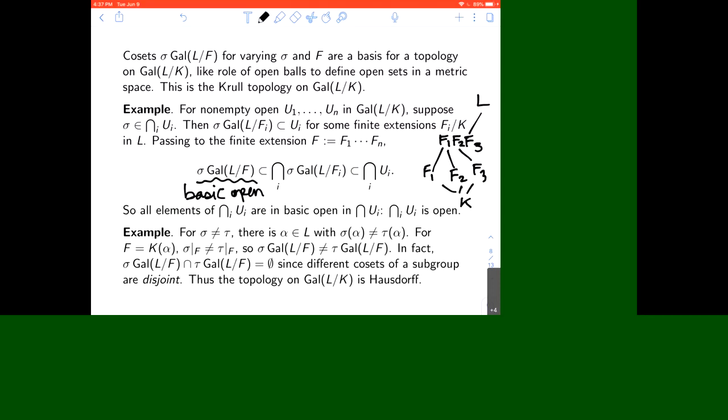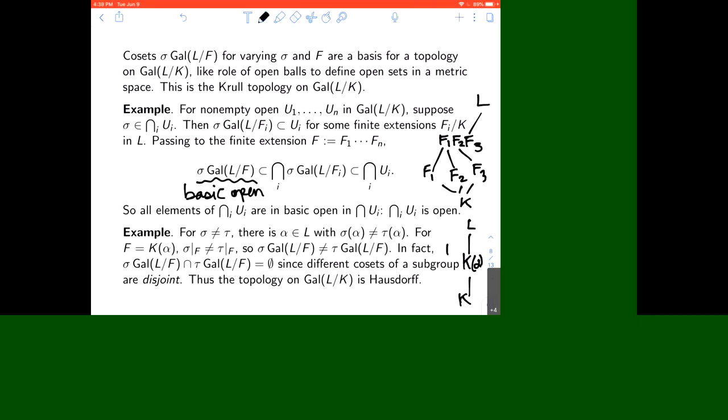And an interesting aspect of this topology: it is Hausdorff. Okay, so the reason is, if you gave me two automorphisms, sigma and tau, that are different, the very definition of being different is that there's an element alpha in the big field at which they're not equal. But then if you take the finite extension cut out by that element, well, sigma and tau may not send that finite extension back to itself. Excuse me, I made a slight error there. I meant to say adjoin alpha to K.